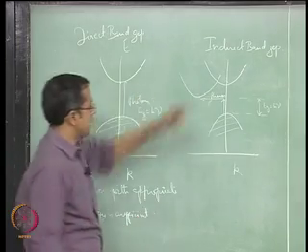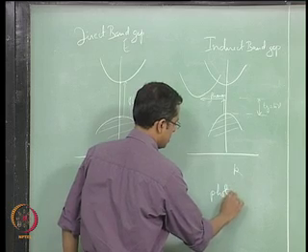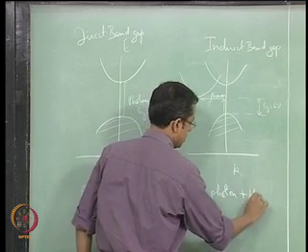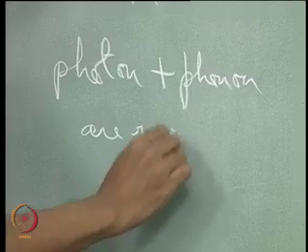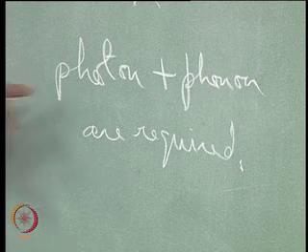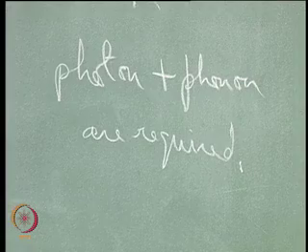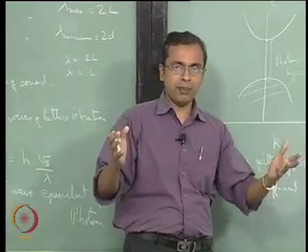Whereas for an indirect band gap semiconductor you need a photon plus a phonon. So the thing is, when you talk of photons and phonons and such, they are all present in the system, they are all occurring at different points in time.